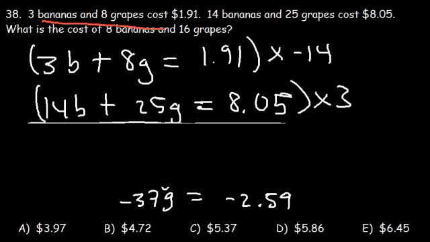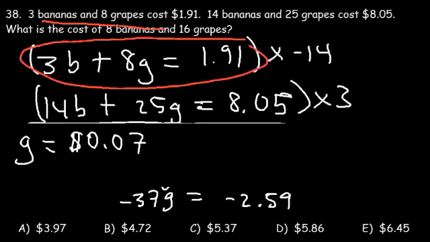So if we divide both sides by -37, G is going to be, let's see, -2.59 divided by -37, which is equal to 7 cents. So that's the cost of 1 grape. Now, using this equation, let's find the cost of a banana. So let's solve for B.